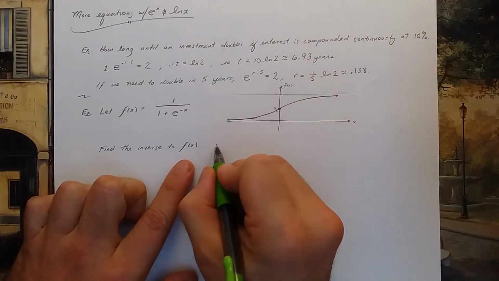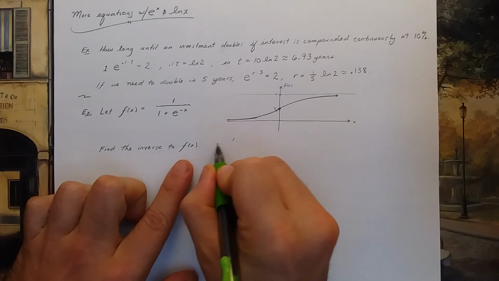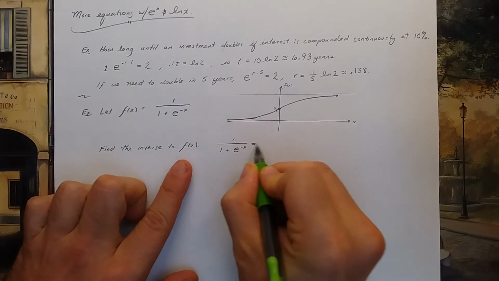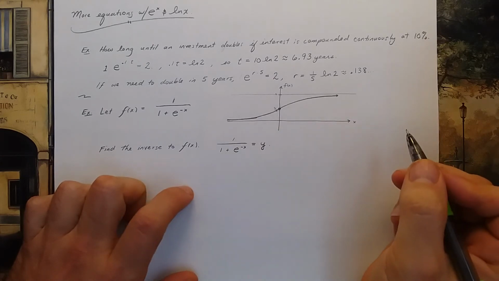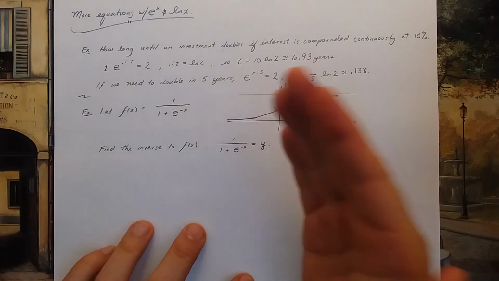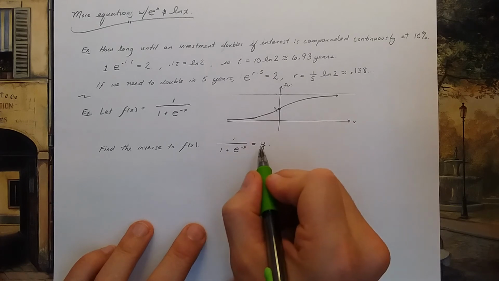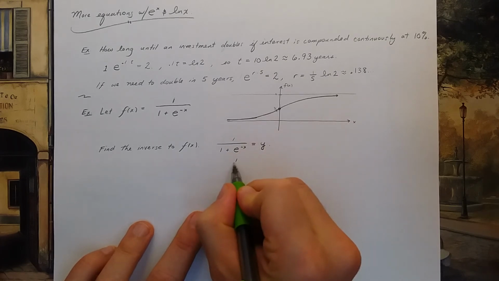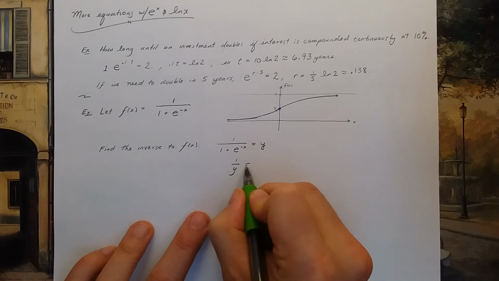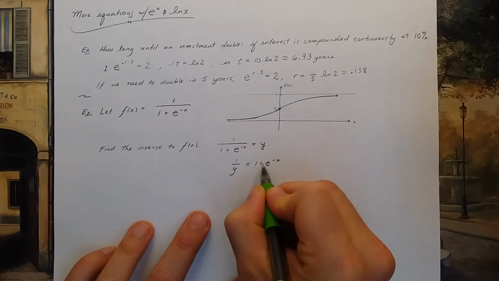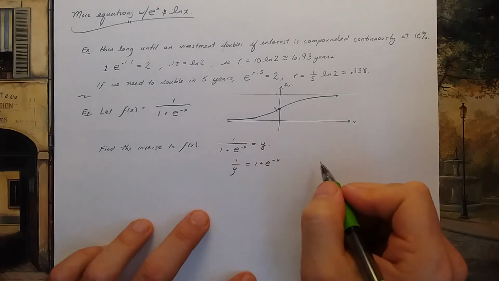To find the inverse, what we do is start by letting 1 plus e to the negative x equal y. Next, I will solve for y, and that'll give me my inverse function. So to solve for y, I'm going to divide both sides by y, and I'm going to multiply both sides by 1 plus e to the negative x, and this is what we find.